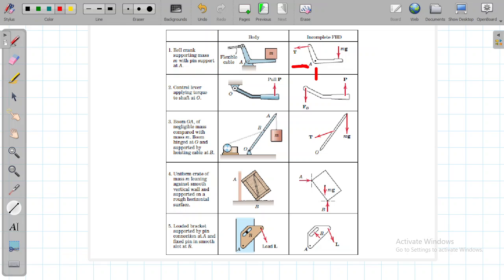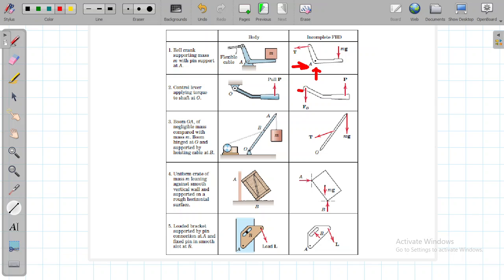Okay, one reaction here and one reaction here. So again, go to another problem. A control lever applying torque to a shaft at O. There is a control lever which is applying torque to the shaft at O. It is pulling over here and it is connected to the shaft at O, which is fixed with a pin. So again, this is a vertical reaction shown.